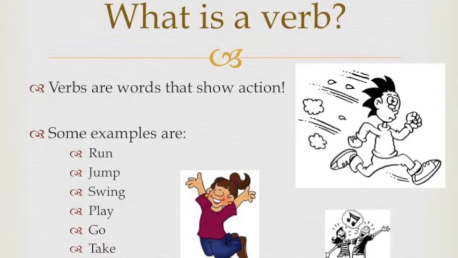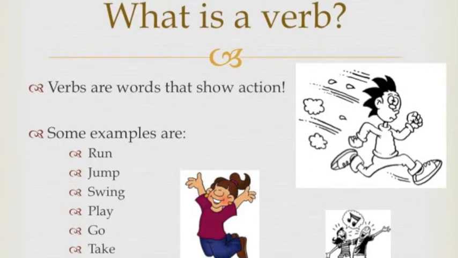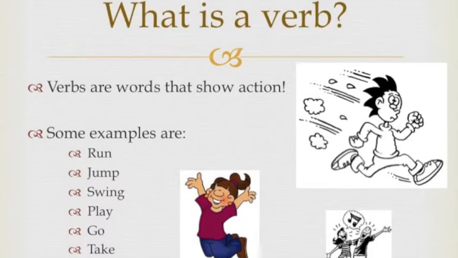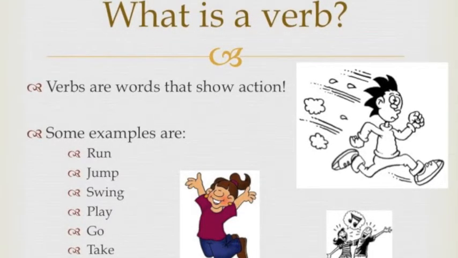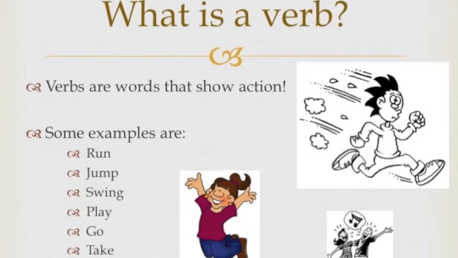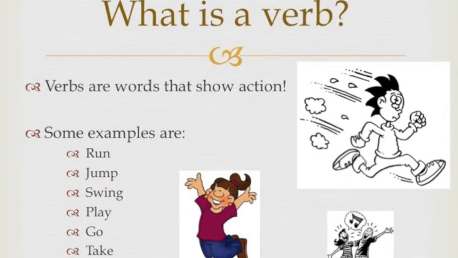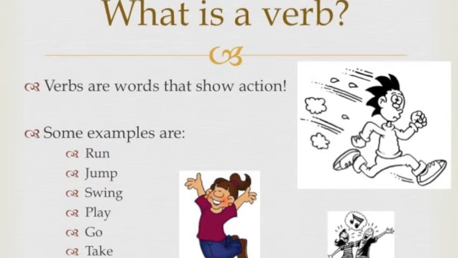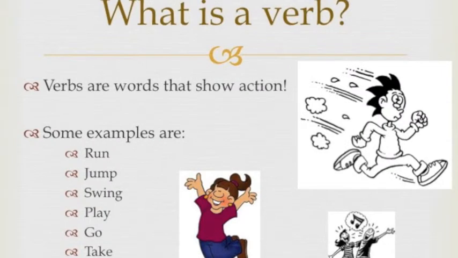Right now, get out of your seat and run in place really fast. It's something you're doing. Can you jump high in the air? Jump for me. Jump, jump, jump. Can you take something from your neighbor? Can you take their paper next to you? Verbs are something that show action. It is a word that shows action. So now we're going to see what is the difference between regular and irregular verbs. But let's practice a little bit.